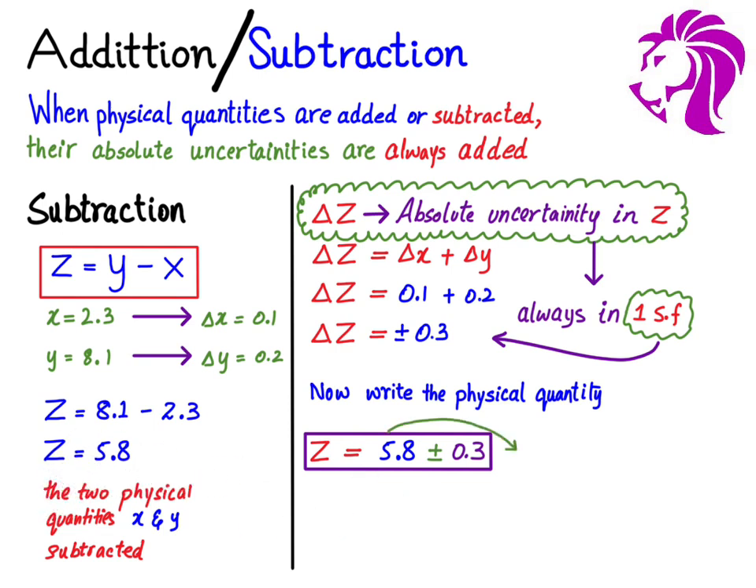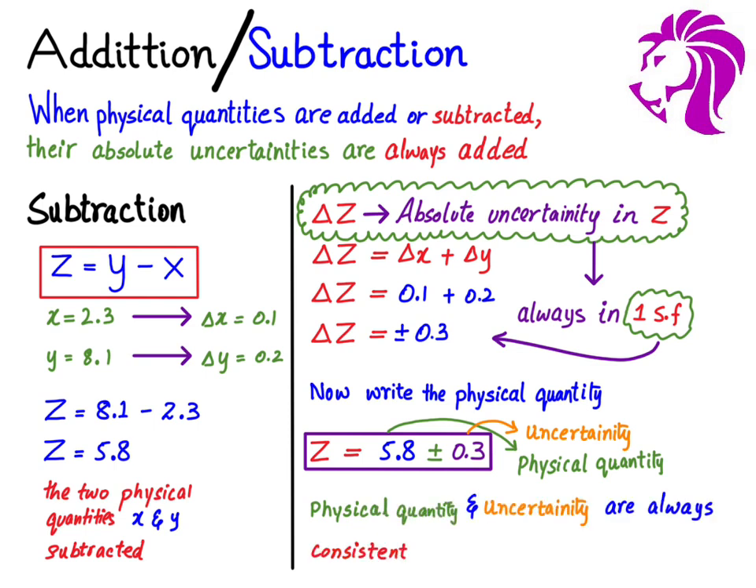Now I repeat one more thing, that this physical quantity that you are writing, you write consistently with the uncertainty. So this uncertainty is given to one decimal place. My final answer should possess one decimal place, right? So I write it as 5.8. Now this is the uncertainty and the previous one was the physical quantity. So the physical quantity is always consistent with the uncertainty, right?